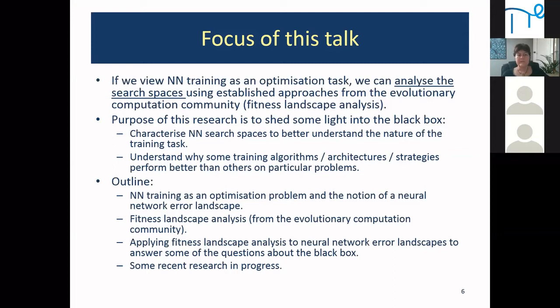So the idea is to characterize the spaces to better understand the nature of the training task and to understand why some algorithms or architectures or strategies perform better than others on particular problems. I'm going to talk about neural network training as an optimization problem and the notion of a neural network error landscape. Then I will briefly look at some of the fitness landscape analysis techniques from the evolutionary computation community. Then I'm going to look at how we can apply this to neural network error landscapes to answer some of the questions about the black box, and look at some recent research that's in progress.